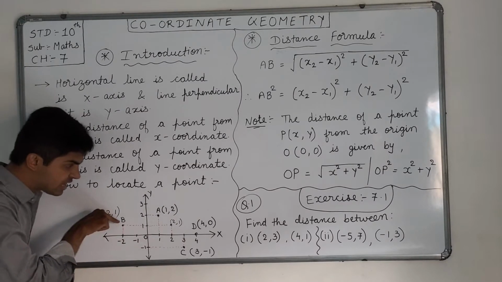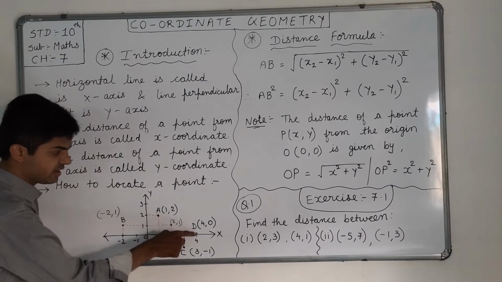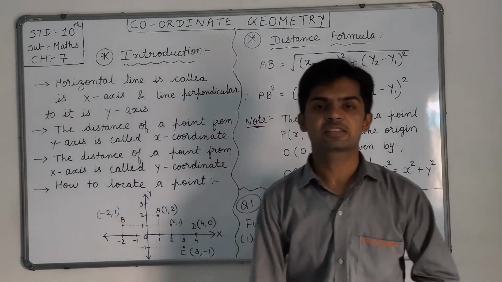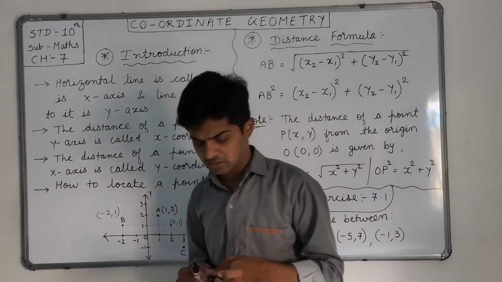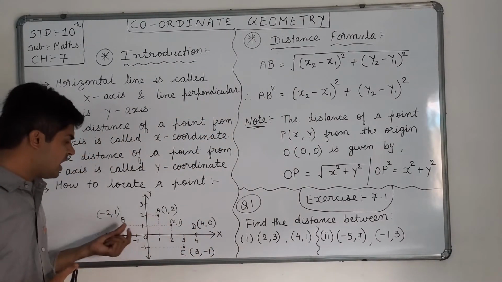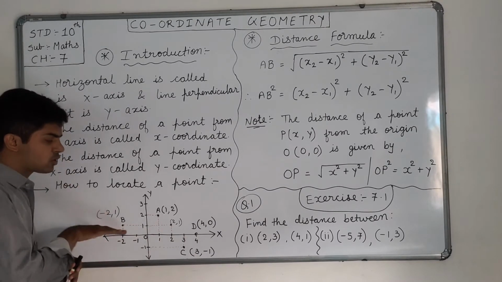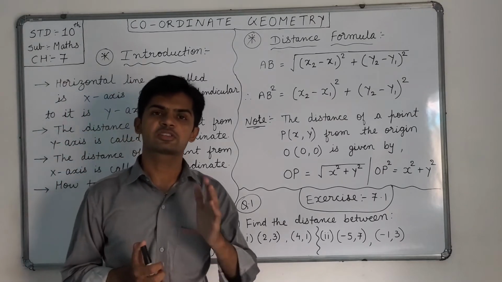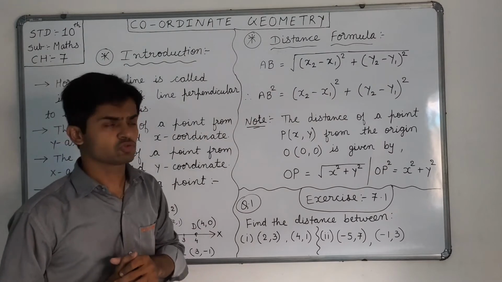But if the points are in cross like this, B, C, B, A, B, D, okay, then we cannot tell the distance between the 2 points directly. For this type of questions, it means how to find the distance between the 2 points which are not horizontal. ऐसा क्रॉस में 2 points दी है और उसका distance हमें find करना है. Then we have to use the distance formula.